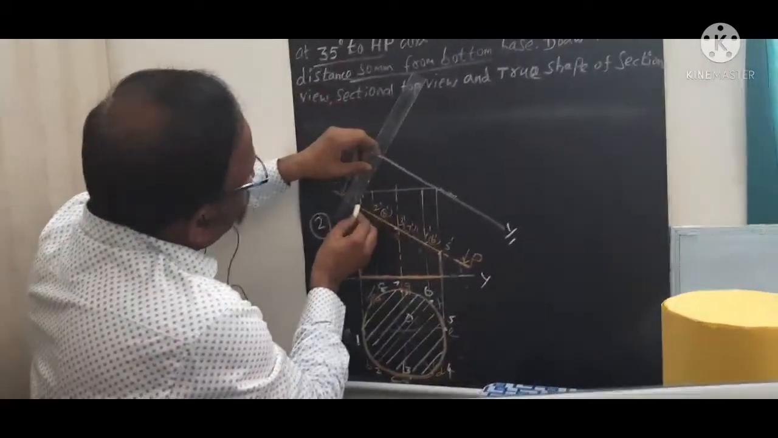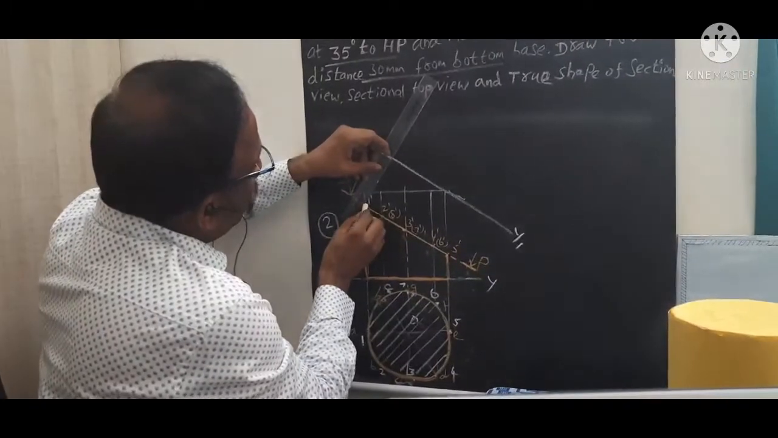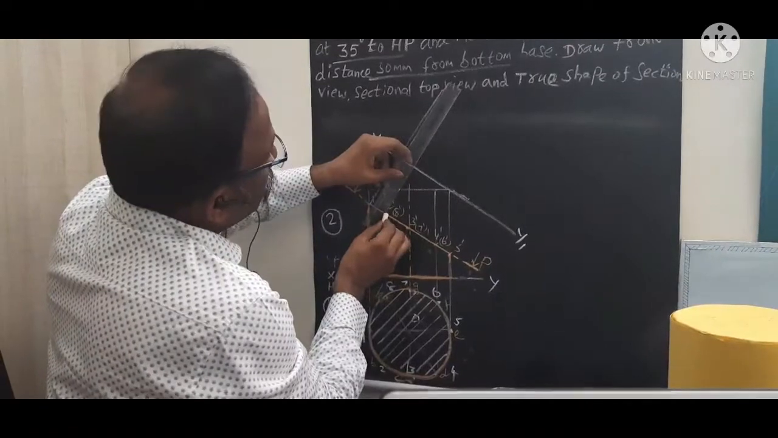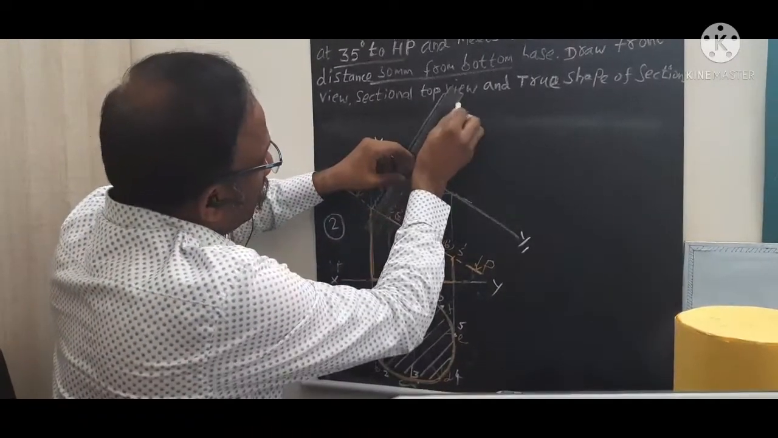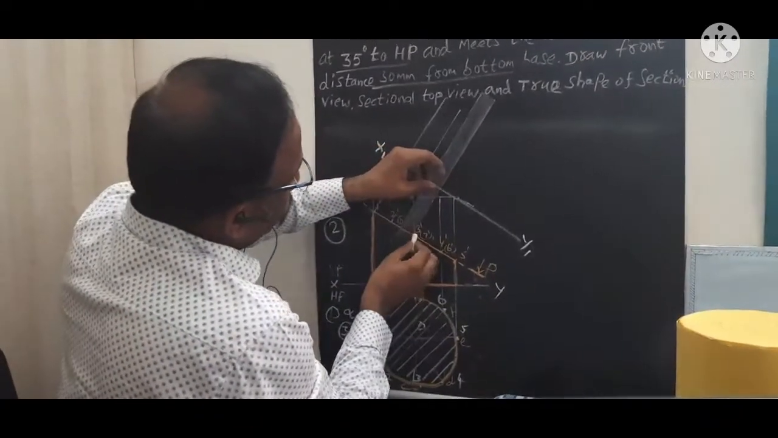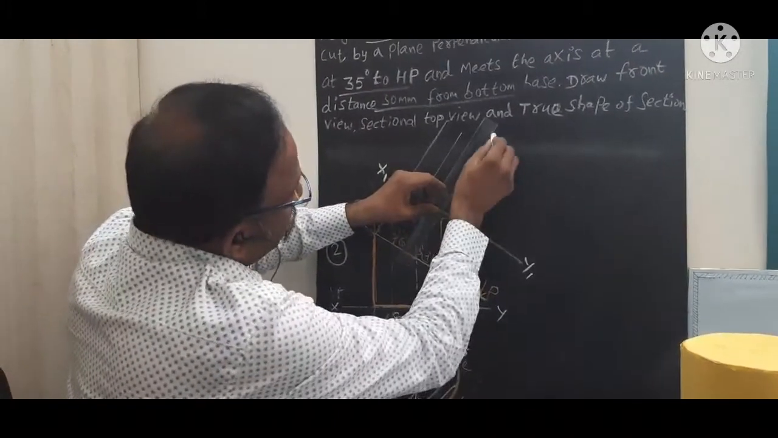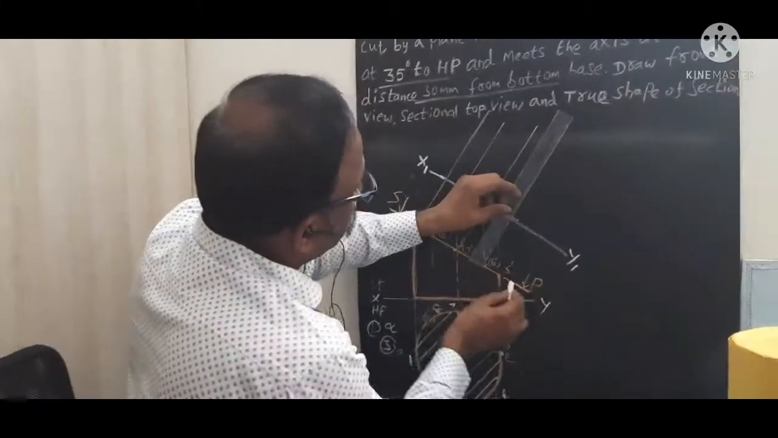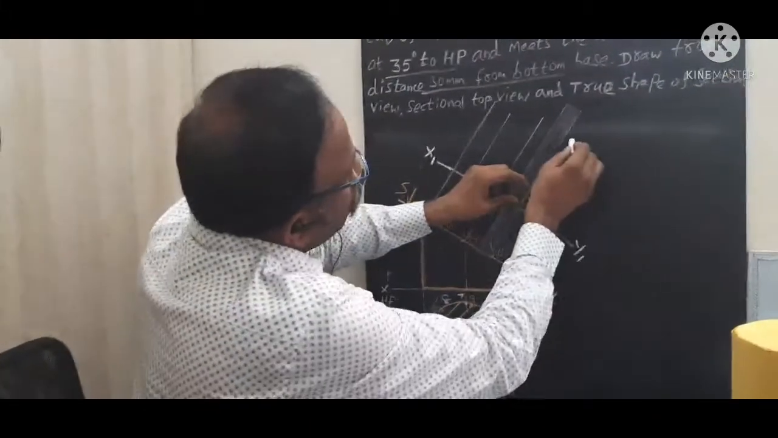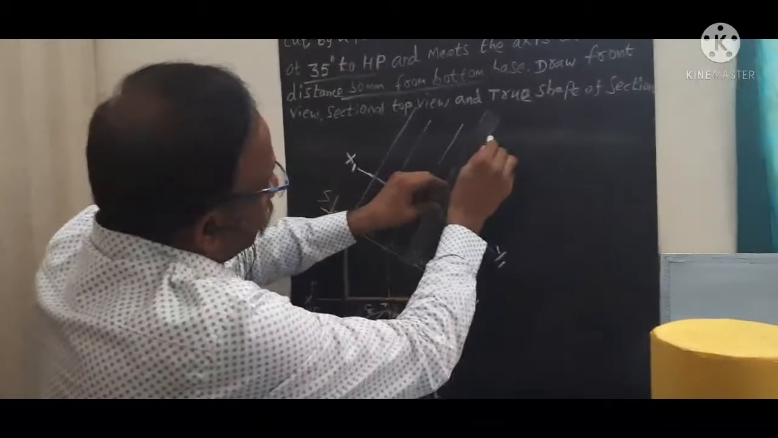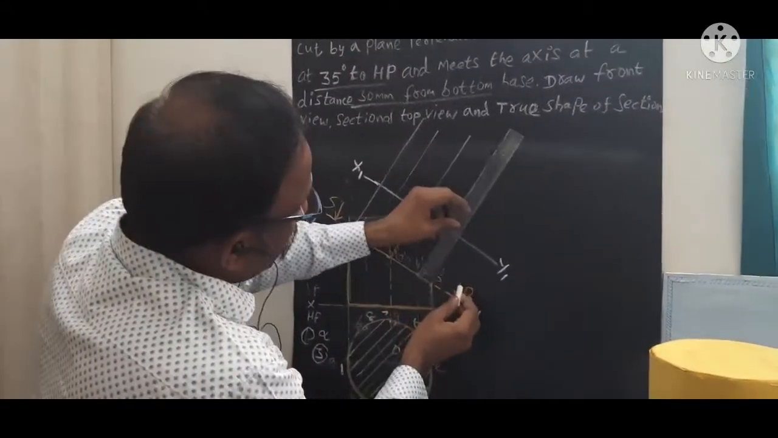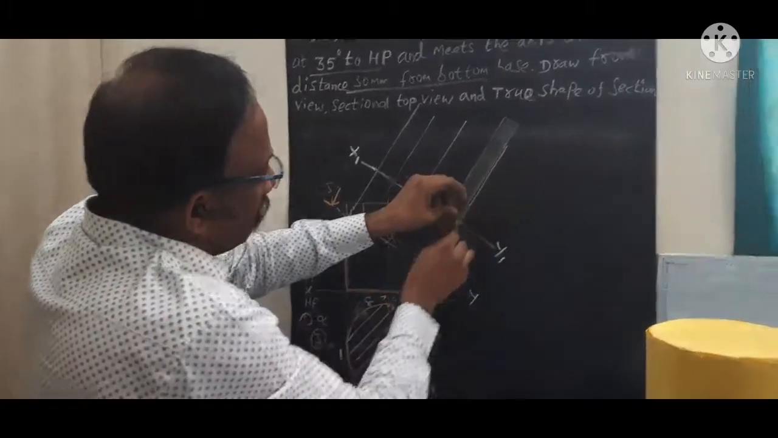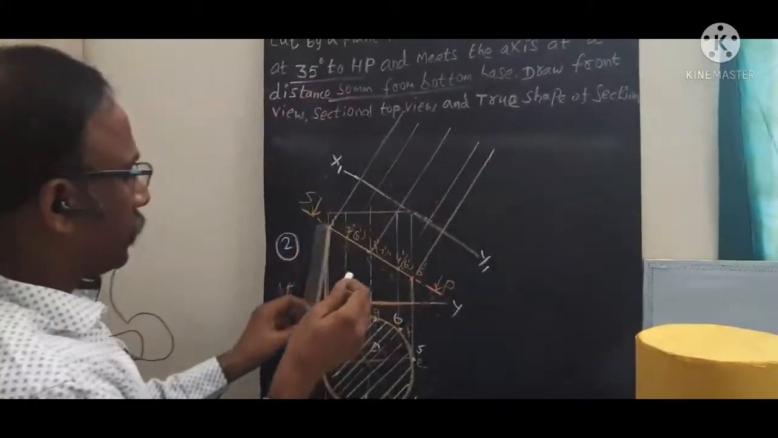Now draw the 90-degree projector lines from all these points. From 1 dash I draw the first line. Then from 2 dash and 8 dash I draw another projector line. Then from 3 dash and 7 dash I draw other perpendicular lines. All lines are perpendicular to the section plane as well as to X1 Y1, the new reference line. I drew all these perpendicular lines to get the true shape of the section.